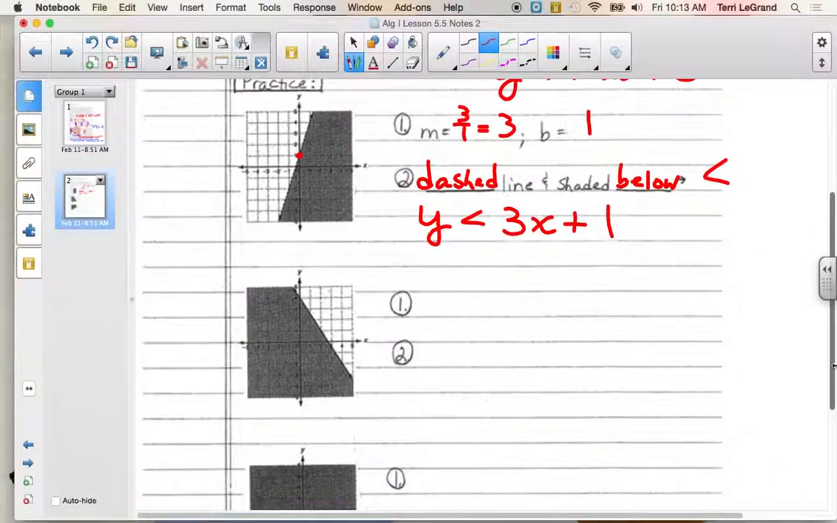Okay, how about you try the next one on your own then? Let's remember step one, you need to find the slope and the y-intercept.